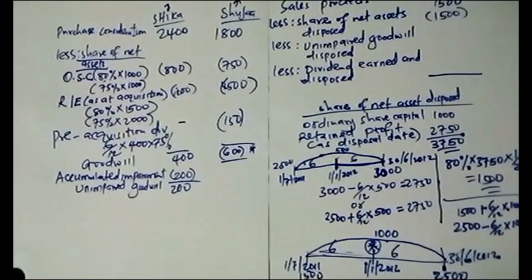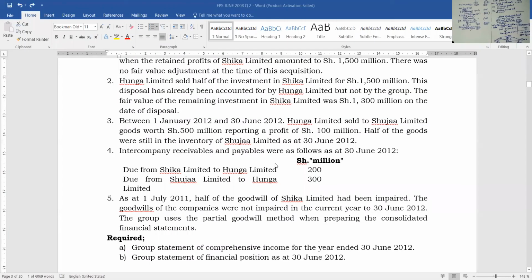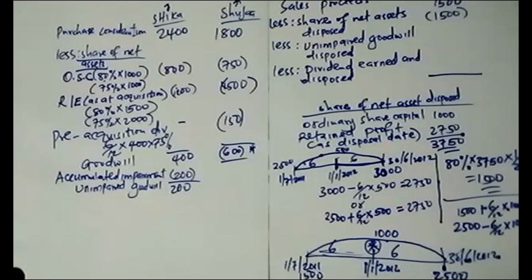So was it there? We can read note 5: as at 1st July 2011, half of the goodwill of Shika had been impaired, which we have said is accumulated impairment. The goodwill of the companies was not impaired in the current year to 30th June 2012. So which means that there was no impairment for the current year. There was none for the current year.